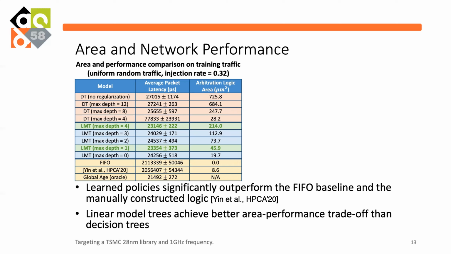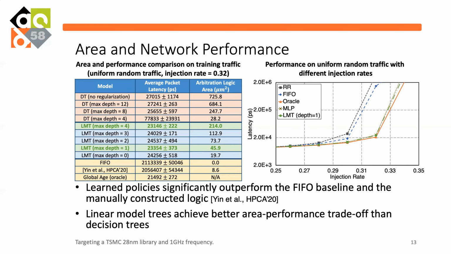I would like to invite you to focus on the highlighted rows. The linear model tree with a max depth of 4 achieves the best average packet latency among all the learned policies, while the linear model tree with a max depth of 1 achieves an attractive trade-off between performance and area. Notice that the area of an 8-bit combinational adder is around 17 micrometers squared under our target technology node and frequency. So the area of this arbitration logic is less than 3 8-bit adders.